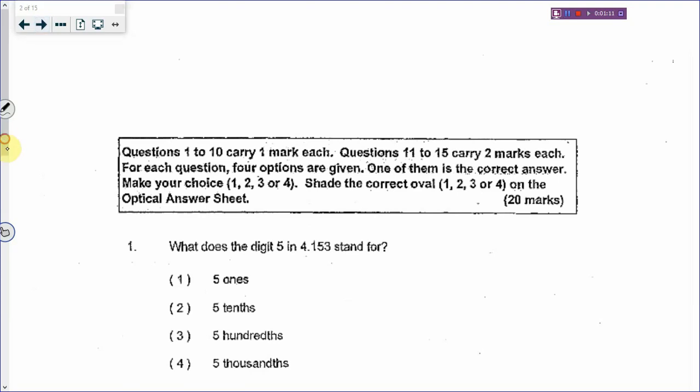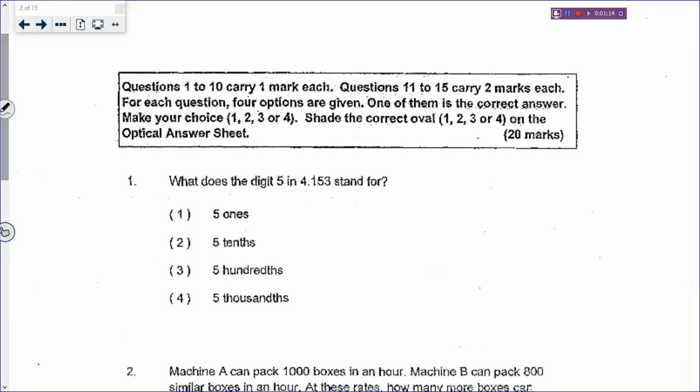So for question one, what does the digit 5 stand for? This question tests you on your place value, on what the different place values are. For example, this is a decimal. The 4 is the whole number, in the ones place. Then the 1, which is after the decimal point, is in the tenths place. Then your 5 will be in the hundredths place, and then the 3 will be in the thousandths place. So there's a TH there.